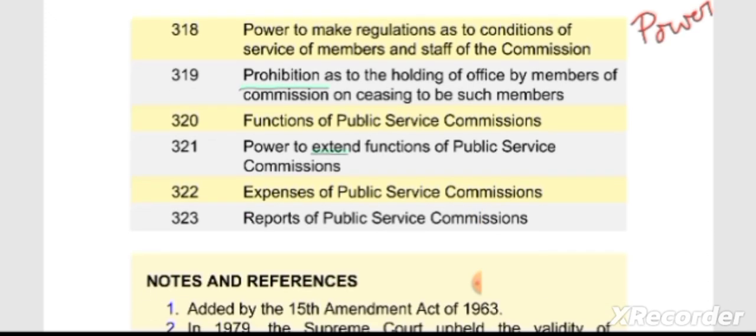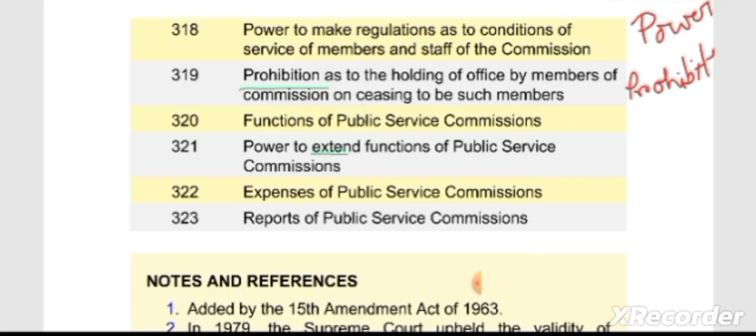We talk about definition first. That is the definition. Then there will be the appointment. Then there is removal also. First there is the appointment, then there will be removal. After the removal, there will be the power. Power to what? Power to make the regulation of the conditions of the services and staff, etc. Whatever the power is given.